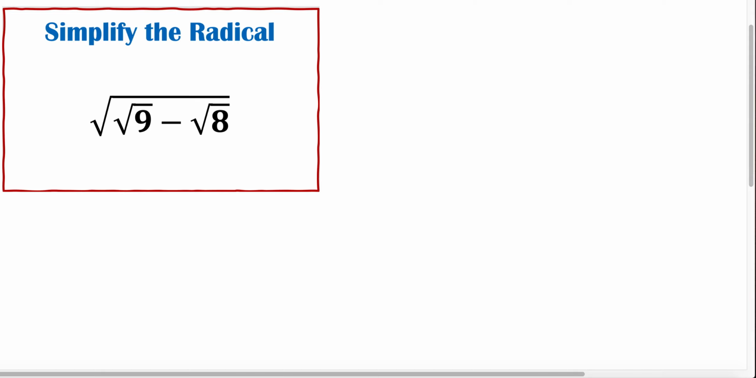Simplify the radical. So let me rewrite again this expression. So I have this radical, the square root of 9 minus square root of 8. So let me take a pen. And now what I can write?